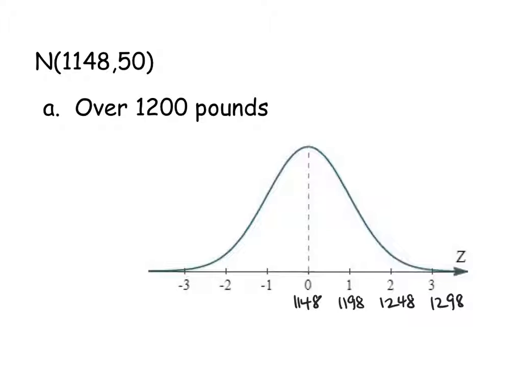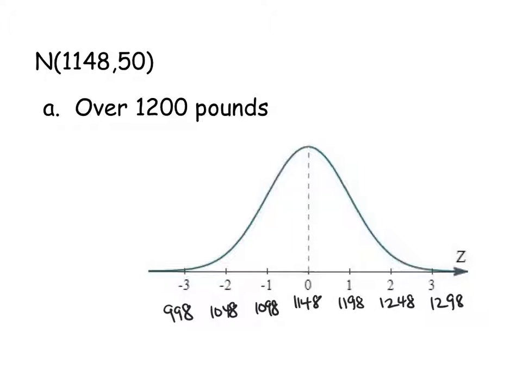And then I'm going to do the same thing over here. I'm going to subtract 50 to be 1,098 for 1 standard deviation below, and subtract 50 again is 1,048 for 2 standard deviations below, and then subtract 50 for 998 for 3 standard deviations below. So I have my normal shaped curve all outlined with the mean and plus or minus 3 standard deviations.